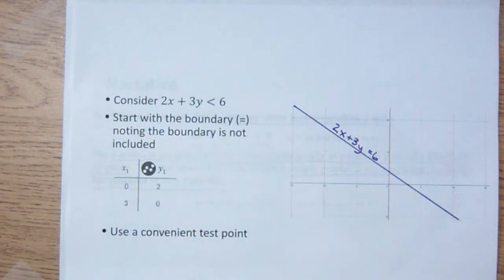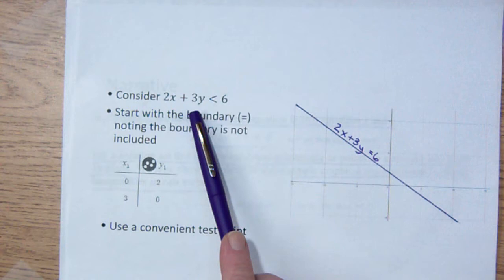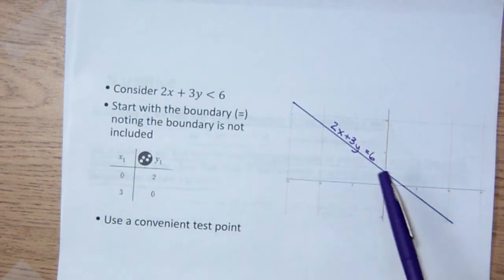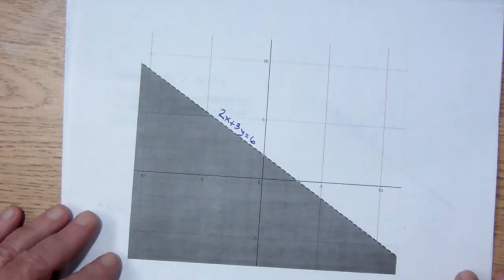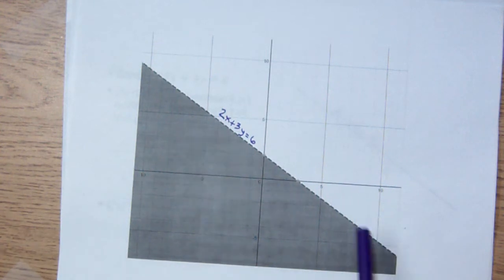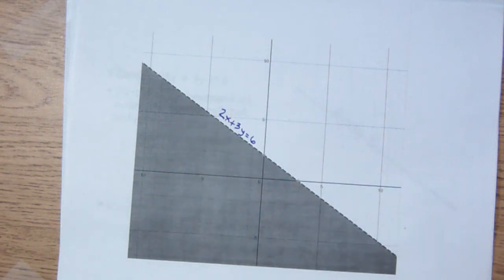The next step is we use a convenient test point. Since (0, 0) is not on this line, that's a convenient test point, and we say, does (0, 0) satisfy this inequality? Well, 2 times 0 plus 3 times 0 is 0, and 0 is less than 6, so that tells us that it's the half plane underneath that line. So if we were to graph it, then we would make that boundary line dotted because it's not included, and we would say that any point underneath satisfies that inequality. That's the test point method.